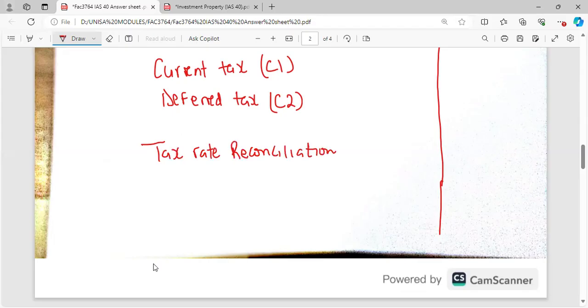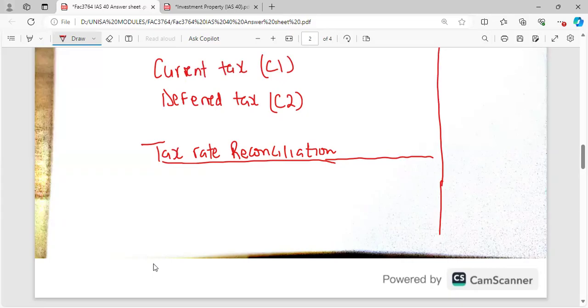The tax rate reconciliation. Tax rate reconciliation is reconciling the accounting profit with exempt differences. That's the tax rate reconciliation, which means you are trying to say, I'm starting from the accounting profit. What is going to be my taxable income when I start from the accounting profit? Which means you need now to remove the exempt differences.